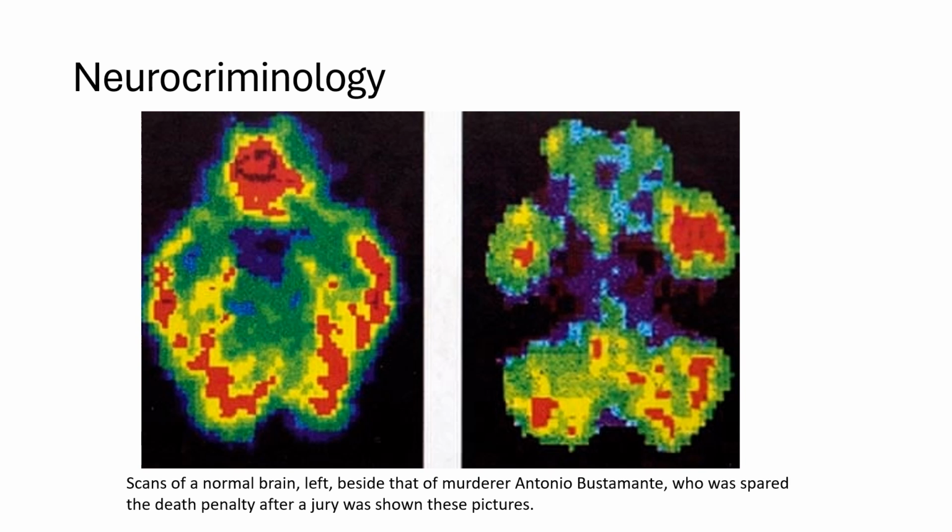Neurocriminology is an emerging subdiscipline of biocriminology and criminology that applies brain imaging techniques to the principles of neuroscience to understand, predict, and even prevent crime. This is the case. The images that you see here are scans of a normal brain on the left, and then beside it on the right is the brain of murderer Antonio Bustamante. And he was actually spared the death penalty after the jury was shown these images.